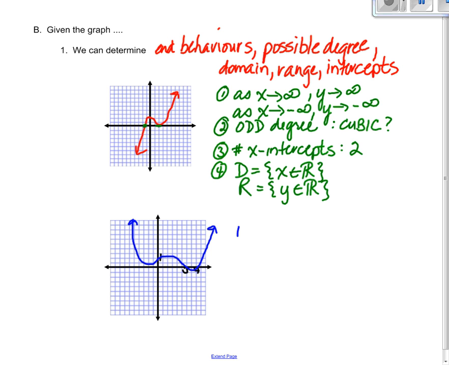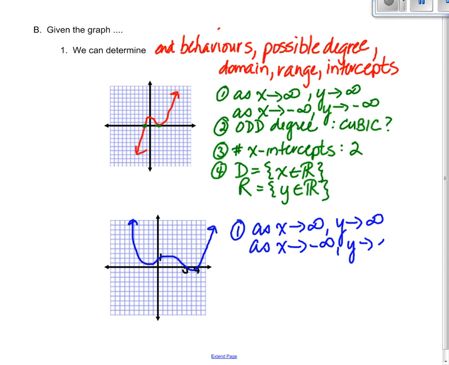The second one, let's look at the same things. Looking at the end behavior, as x goes to the right, the function goes upwards. And as x goes further to the left, the function goes upwards. We find that type of end behavior in an even degree polynomial.